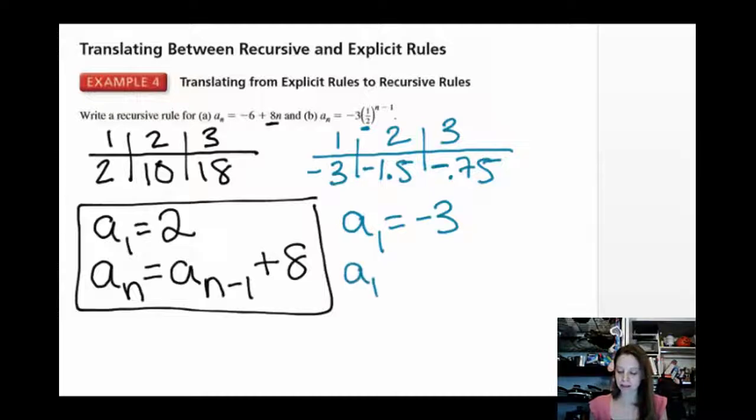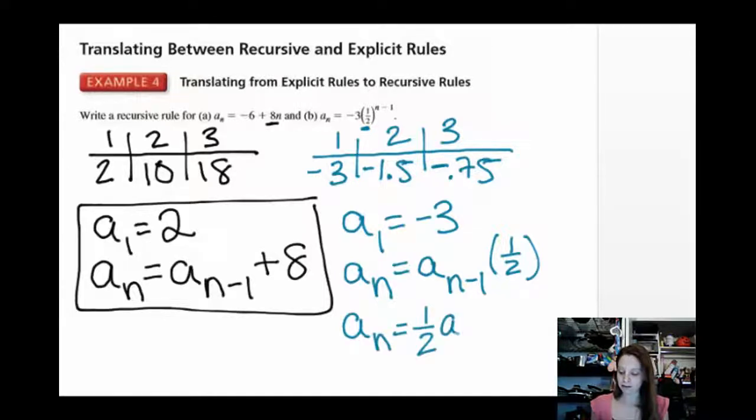So a sub n equals a sub n minus 1 times, and like I said, we are multiplying by 1/2. You might want to rewrite that as 1/2 a sub n minus 1. Just a nicer version of that rule, putting the coefficient in front.